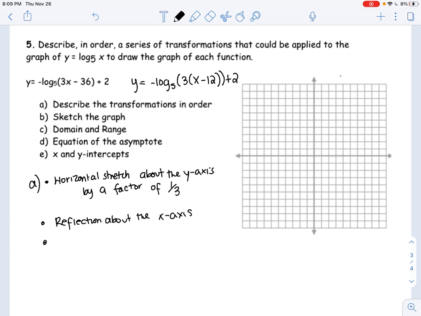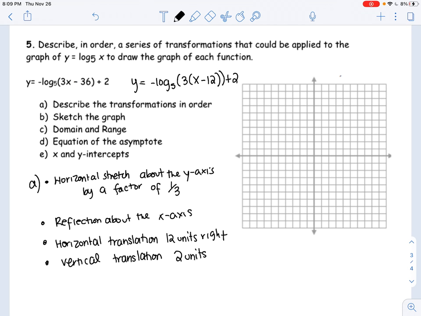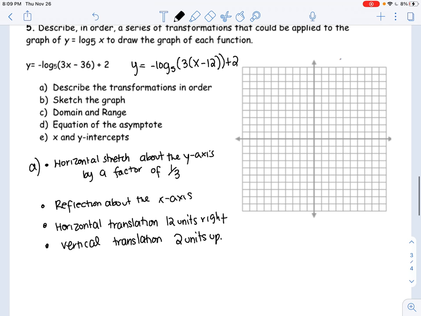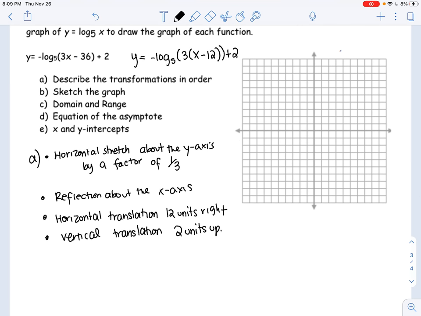And then we're going 12 units to the right, so we have a horizontal translation. Units right. And we have a vertical translation. Two units up. Okay, so that's our description. Next we're going to sketch it.